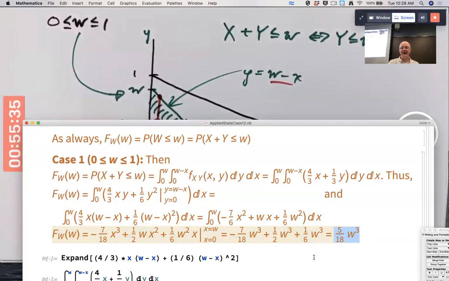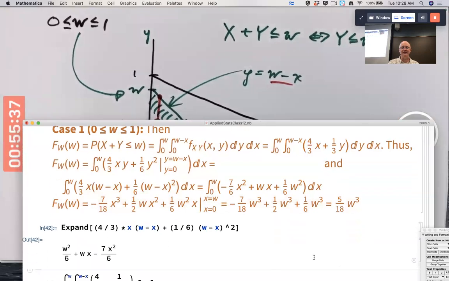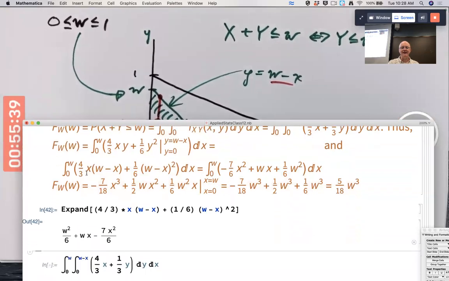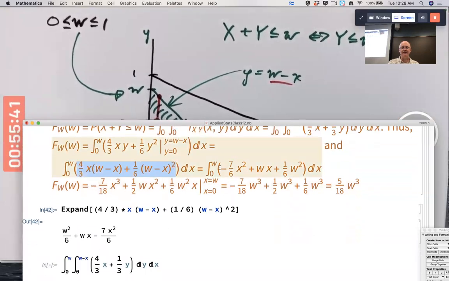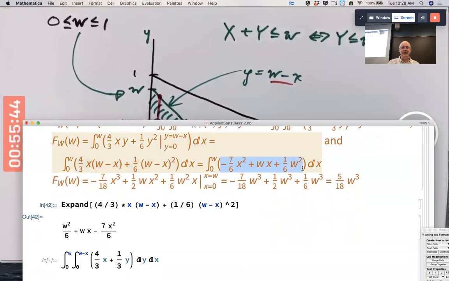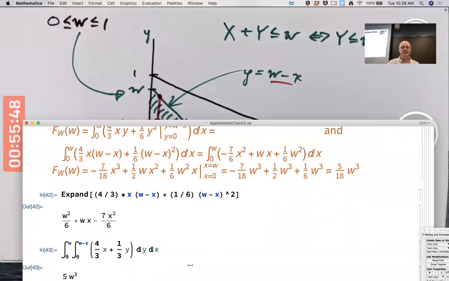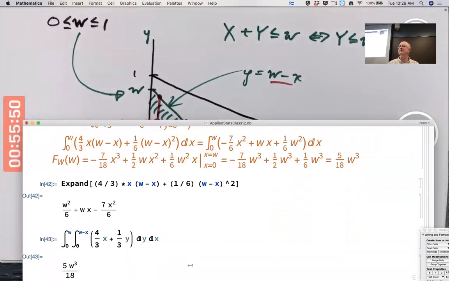Here I had Mathematica confirm calculations for me, like expanding this thing here to get this thing, and confirming the integral does give you, in the end, 5/18 W cubed. So case one, it's not terrible. Case two, when W is between 1 and 2, I definitely would not want to do without technology. I mean, I could, but it would be a real big pain.